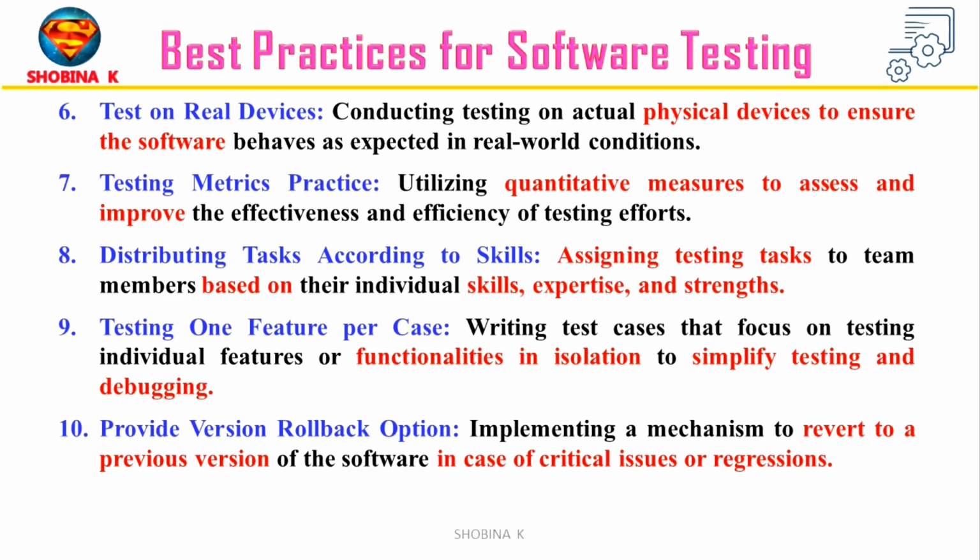And next, distributing tasks according to skills. Assigning testing tasks based on team members' skills ensures that the tasks are completed efficiently and effectively. And then testing one feature per case. Testing one feature per case simplifies the testing and debugging process, which makes it easier to identify and fix issues by isolating the functionality being tested.